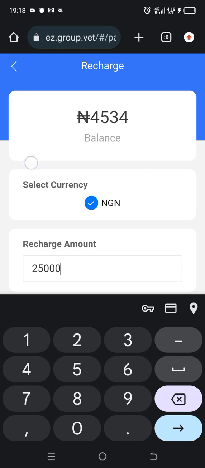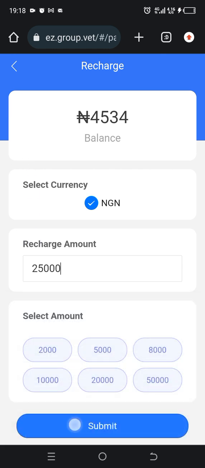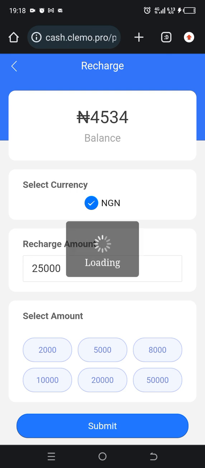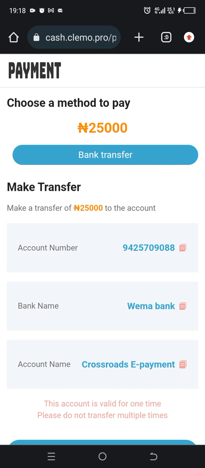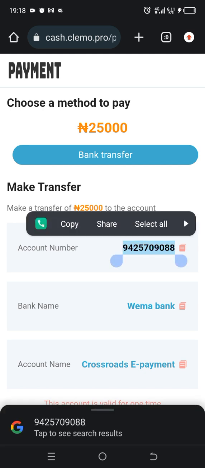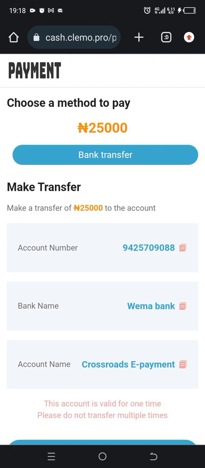25, and then click on submit. I have to be a little bit fast because if you check the time, it's about 12 minutes to trading time. So now they have given me the number. You copy the number and then go and make payment on your app. The bank is Wema Bank, so I'm going to do that offline.